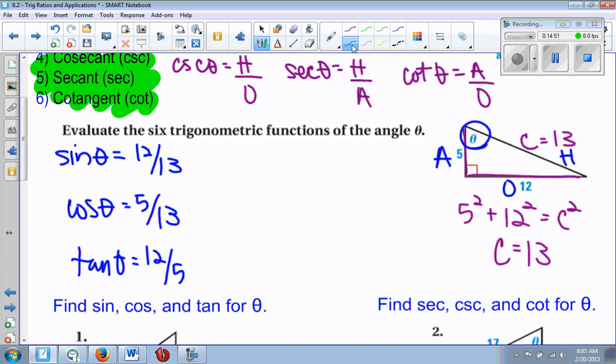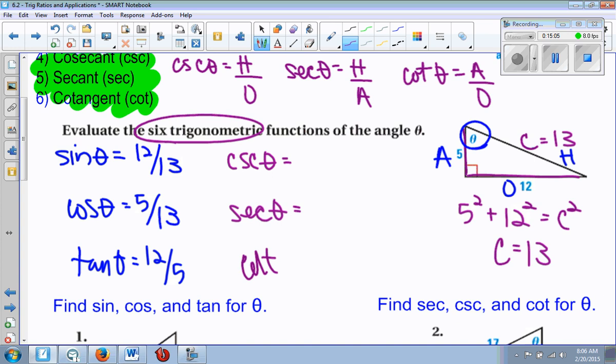Now it says to evaluate the 6 trig ratios, the 6 trig functions. So we also need to do the reciprocals. So sine and cosecant are reciprocals. Cosine and secant are reciprocals, and tangent and cotangent are reciprocals. So all I'm doing is taking the fractions I already found and flipping them upside down. So the first one would flip upside down to be 13 over 12. The second one would be 13 over 5. The last one would just be 5 over 12. So your reciprocal trig functions are just exactly that. Find sine, cosine, and tangent, and all you have to do is flip them upside down to find cosecant, secant, and cotangent.